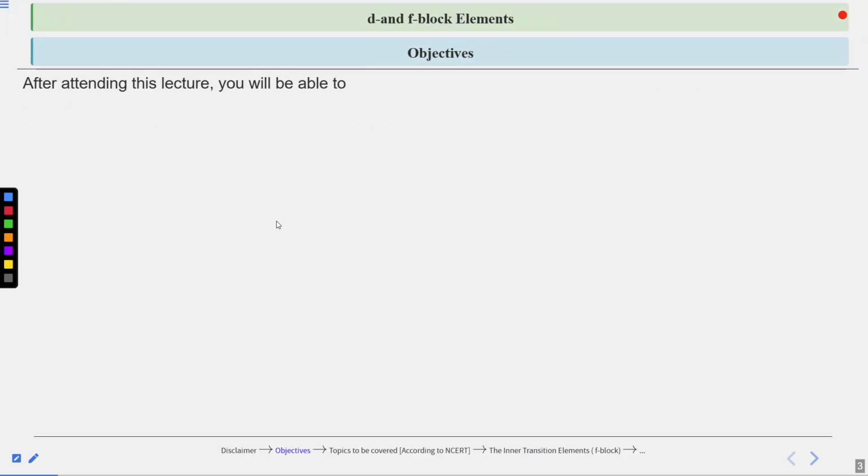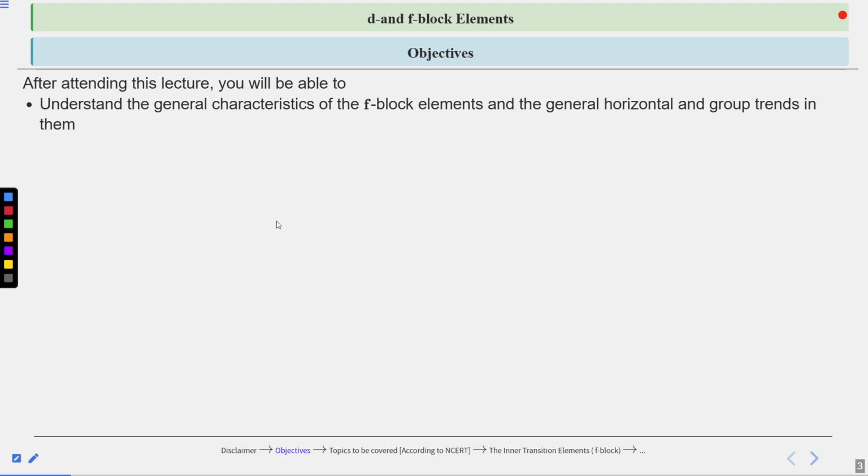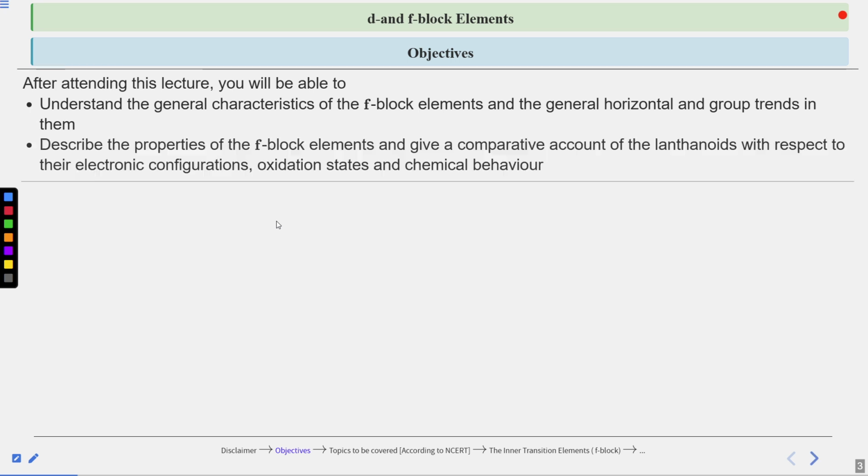The objective: after attending this lecture, you will be able to understand the general characteristics of F block elements and the general horizontal and group trends in them. And also, you will be able to describe the properties of F block elements and give a comparative account of lanthanoids with respect to their electronic configurations, oxidation states, and chemical behavior.